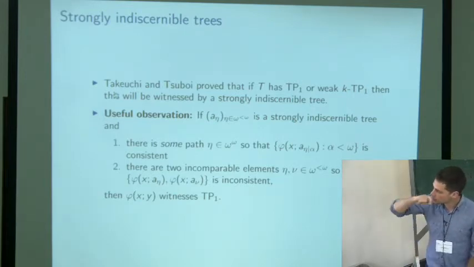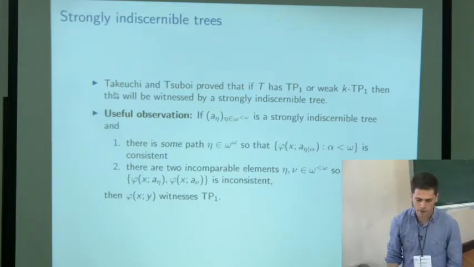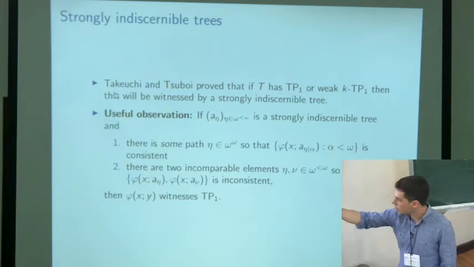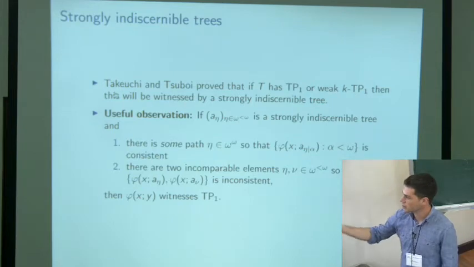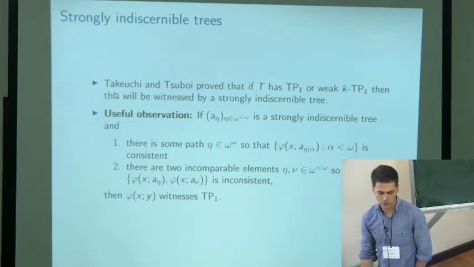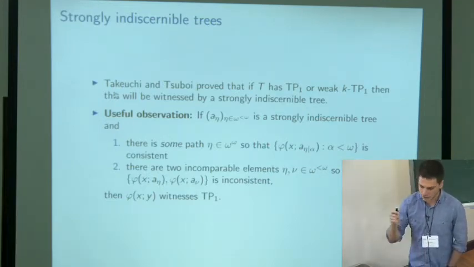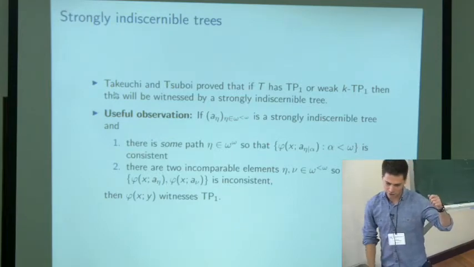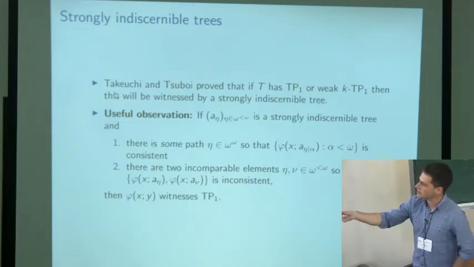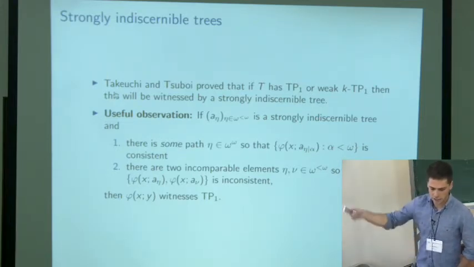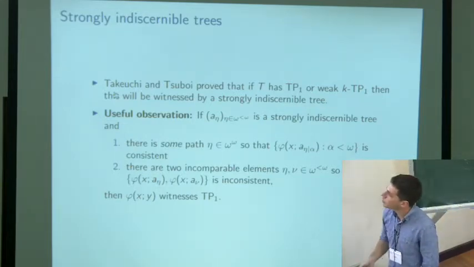And the reason that this is useful, or at least one reason it's useful, is that it lets you linearize the problem. Instead of working with the tree, you can work with a single path. So if you have a strongly indiscernible tree, and there's some path which is consistent, and there are two incomparable elements somewhere in your tree which give you something inconsistent, then you have a witness to the tree property of the first kind. Why? Well, because if you have a strongly indiscernible tree, then any two paths have the same type. And any two incomparable elements will have the same type, provided you list the lexicographically least one first. Okay? So any two incomparable elements will give you an inconsistency if one pair of them does. Any path will give you something consistent if one of them does. So this is a very helpful reduction in the problem.